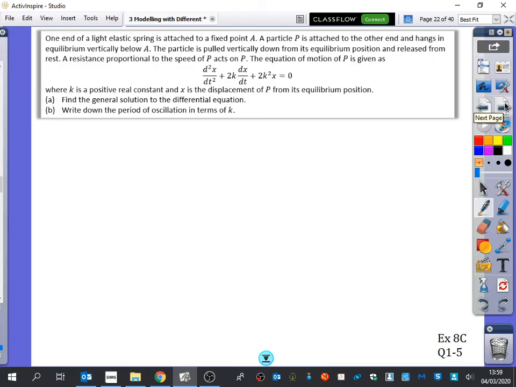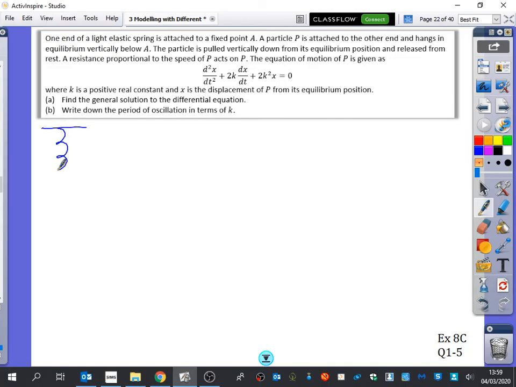One end of a light elastic spring is attached to a fixed point A. A particle P is attached to the other end and hangs in equilibrium vertically below A. The particle is pulled vertically down from its equilibrium position and released from rest. A resistance proportional to the speed of P acts on P. The equation of motion of P is given. They've just told you what it is.